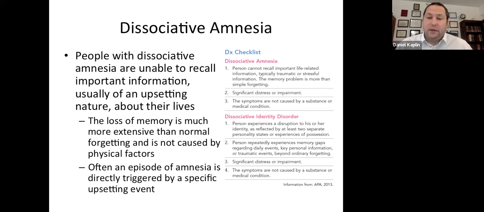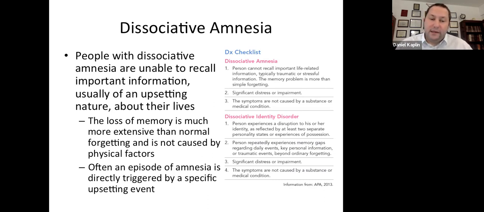So we talked about PTSD and dissociations, but this is a more extreme version. This loss of memory is more extensive than just regular forgetting, and it cannot be explained by some other physical factor such as dementia or neurocognitive disorders, right? It's more than simple forgetting. It's more severe, and it interferes with aspects of a person's life, right? So not being able to remember it.